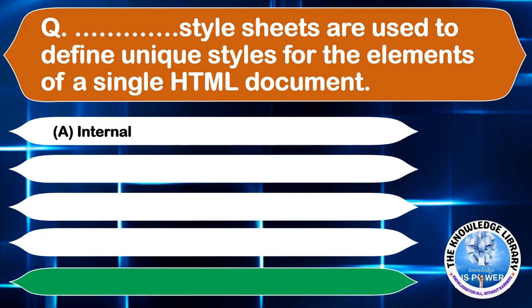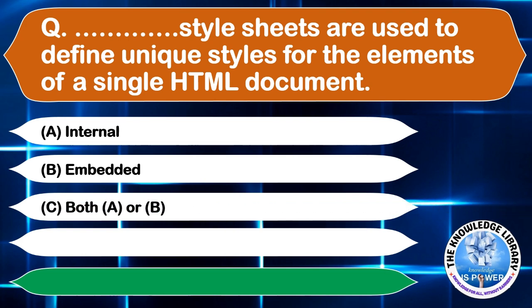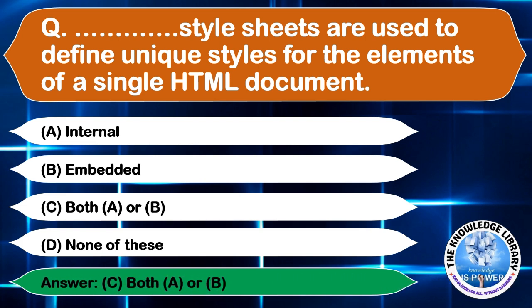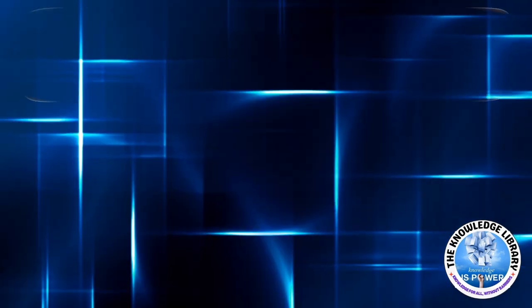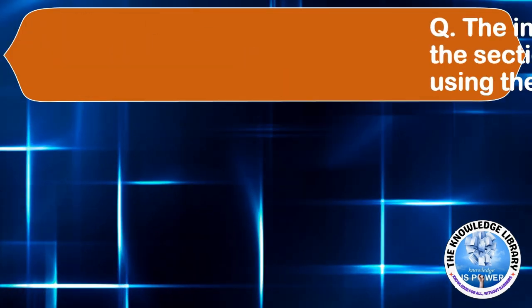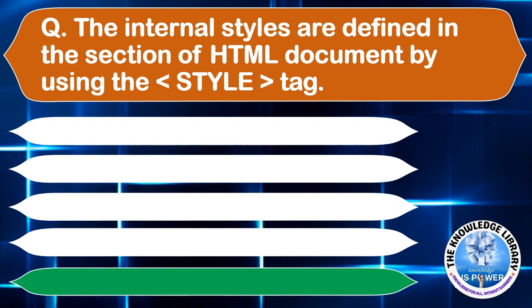Next question is, dash style sheets are used to define unique styles for the elements of a single HTML document. Option A, internal. Option B, embedded. Option C, both A and B. Option D, none of these. The correct answer is option C, both A and B.